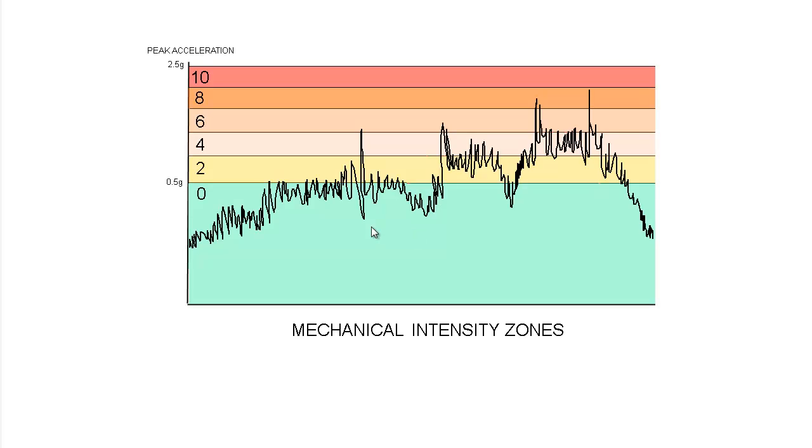A similar process happens for mechanical intensity. The peak acceleration detected by the BioHarness is assigned a zone once per second. A value of 10 means a peak acceleration of 2.5 g or greater.